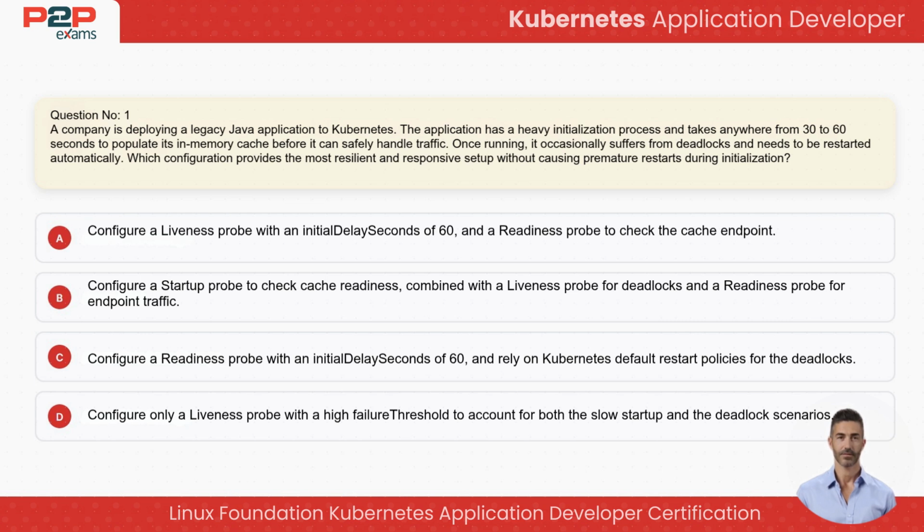Option A. Configure a liveness probe with an initial delay seconds of 60 and a readiness probe to check the cache endpoint. Option B. Configure a startup probe to check cache readiness, combined with a liveness probe for deadlocks and a readiness probe for endpoint traffic. Option C. Configure a readiness probe with an initial delay seconds of 60 and rely on Kubernetes default restart policies for the deadlocks. Option D. Configure only a liveness probe with a high failure threshold to account for both the slow startup and the deadlock scenarios.